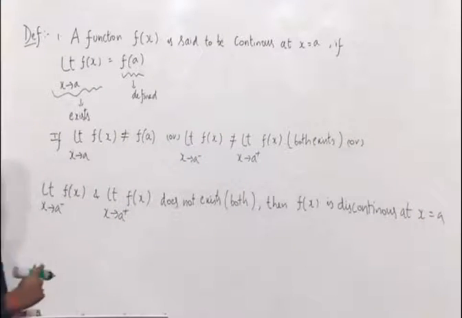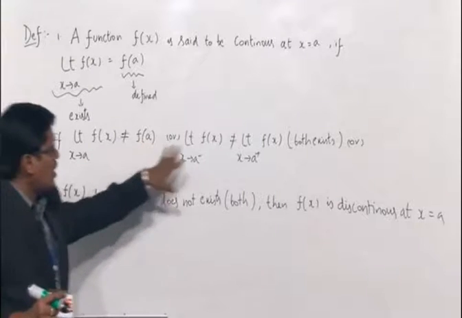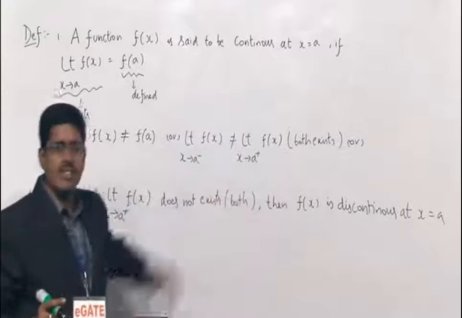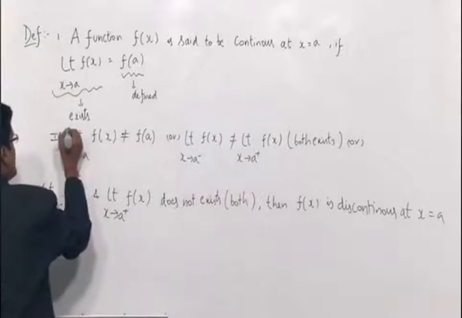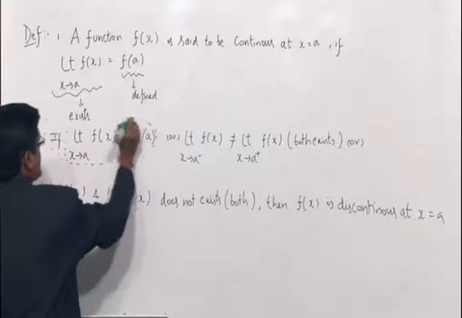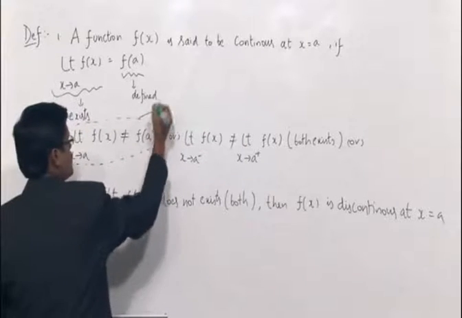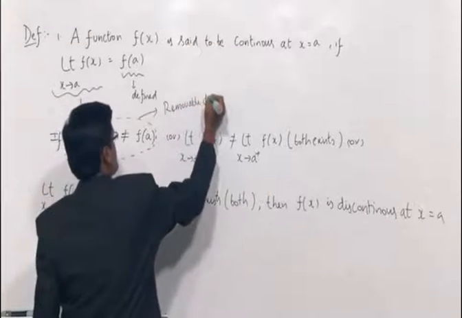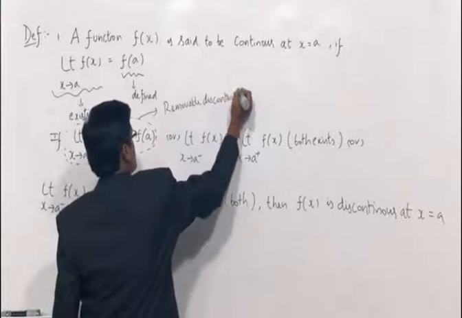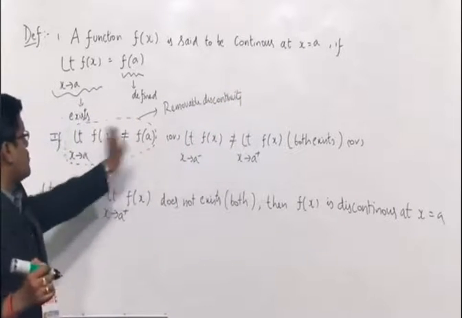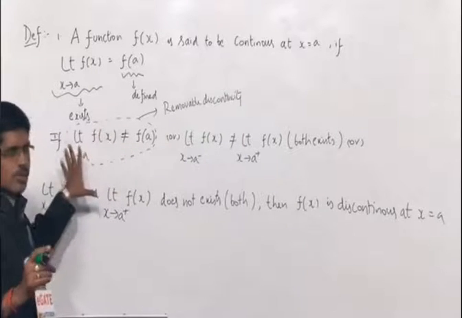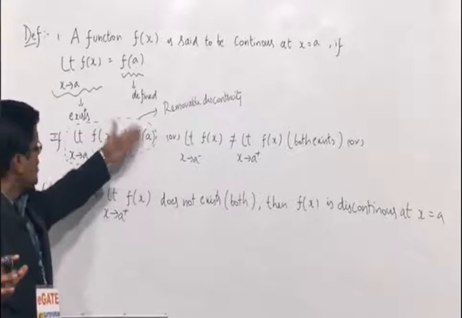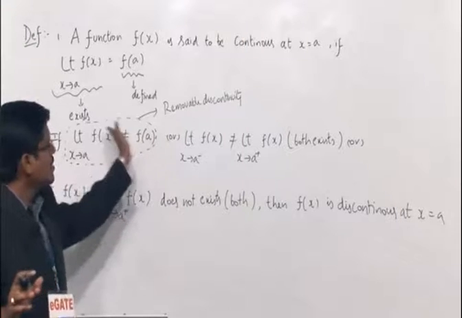See, whenever this limit value is not equal to the function value, or left and right limits exist but are unequal, or both left and right limits do not exist, in this case the function is called discontinuous at x is equal to a, at a point. So whenever a condition like this happens in the given problem, that type of discontinuity is called removable discontinuity. That means if you redefine this function value, whenever once we get a limit value, suppose 1, and this defined value is 0, 1 not equal to 0. If you redefine f(a), that means if you define f(a) is equal to 1, then that discontinuity has been removed.